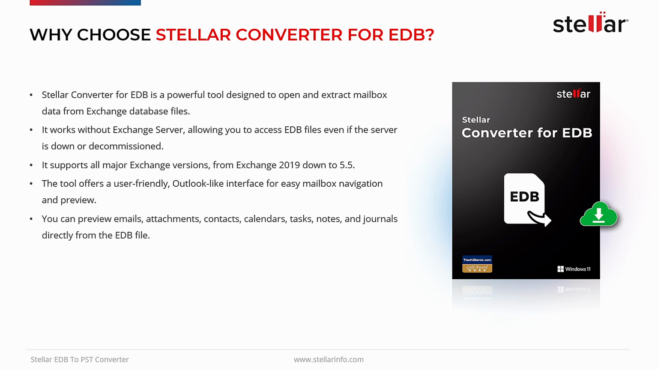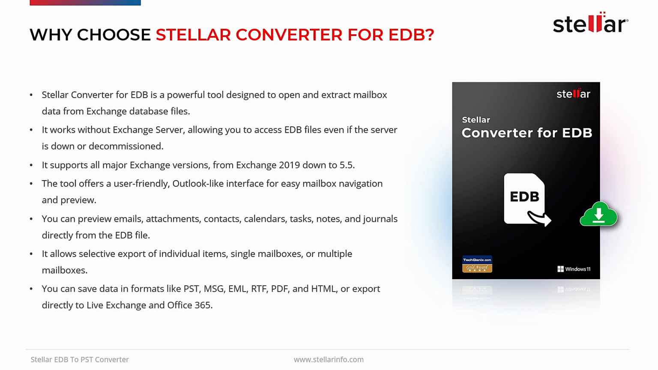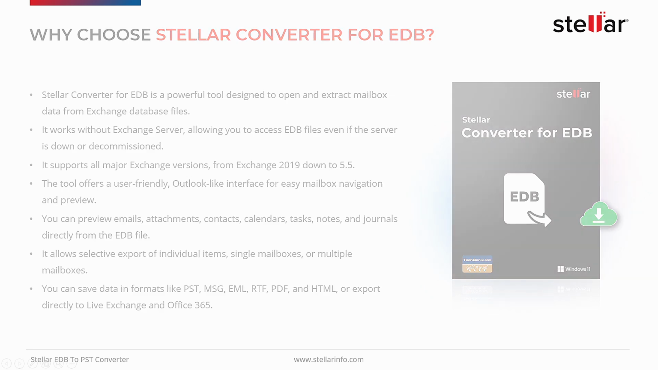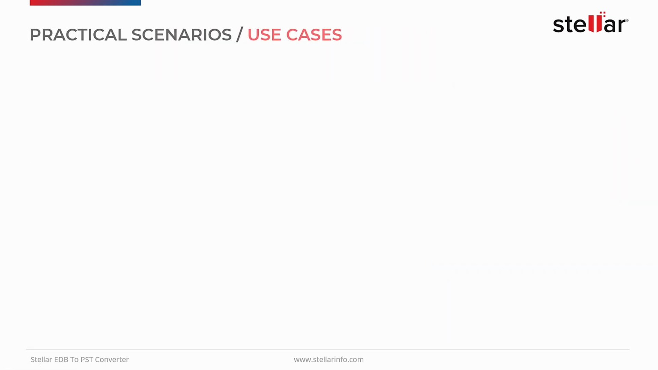You can preview emails, attachments, contacts, calendars, tasks, notes, and journals directly from the EDB file. It allows selective export of individual items, single mailboxes, or multiple mailboxes. You can save data in formats like PST, MSG, EML, RTF, PDF, and HTML, or export directly to Live Exchange and Office 365. Now let's talk about real-world use cases.